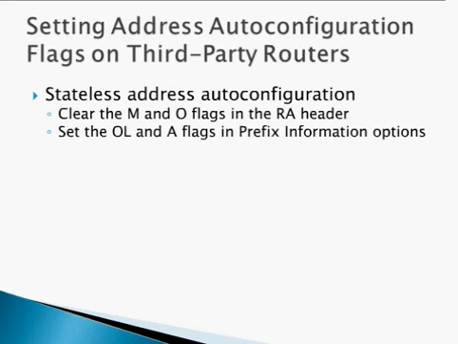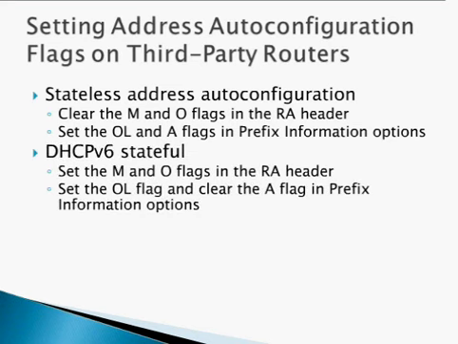For DHCPv6 stateful, where we're using DHCP not only for addresses but additional configuration settings, I'll go ahead and set both of those M and O flags in the RA header. And in prefix information options, set the OL flag so that the host configures the local subnet route, and clear the A flag so that it does not create a stateless address based on that.